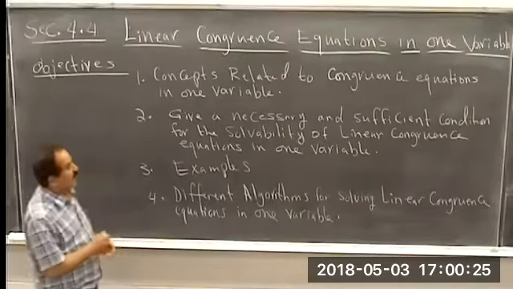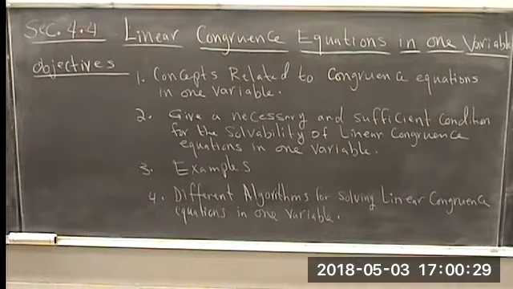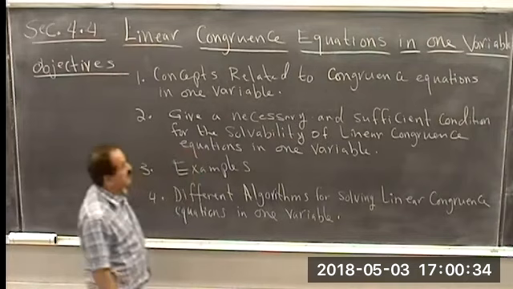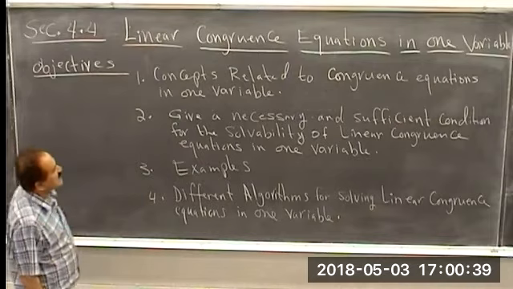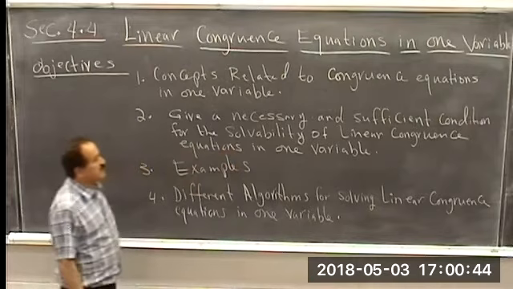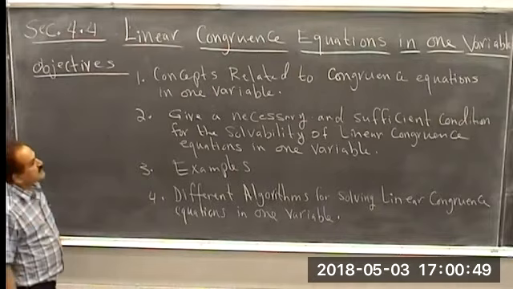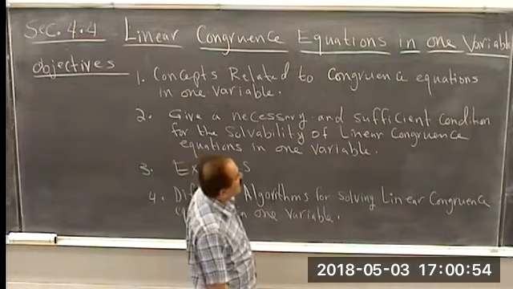This is section 4.4, and there are actually two topics in this section. They are related. The first one is called linear congruence equations in one variable, which we're going to cover in this lecture. And in another lecture, we will go over systems of linear congruence equations and the Chinese remainder theorem.